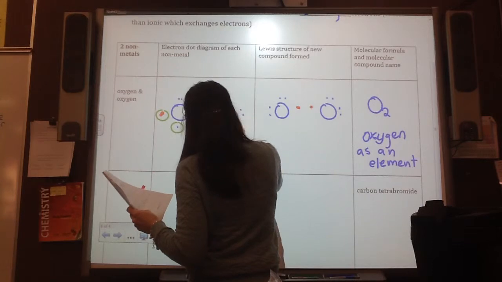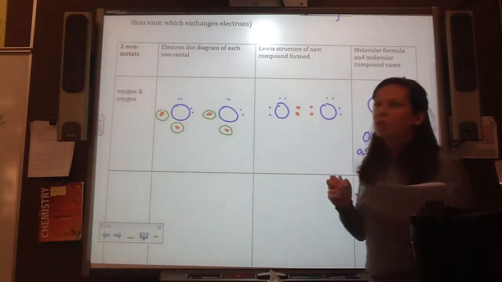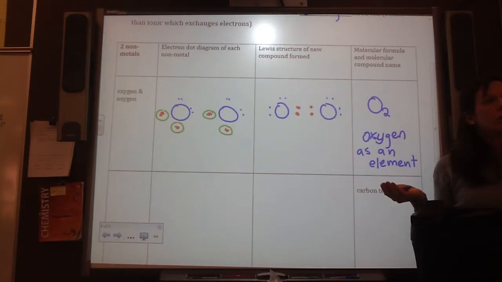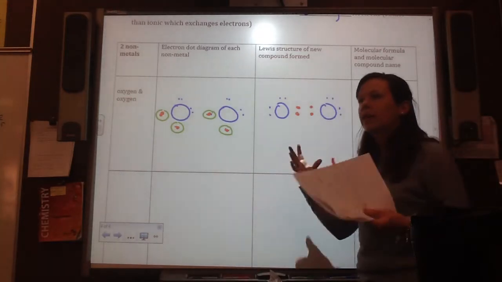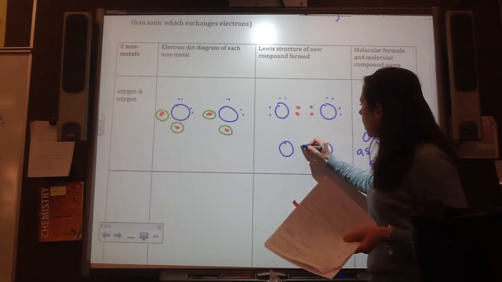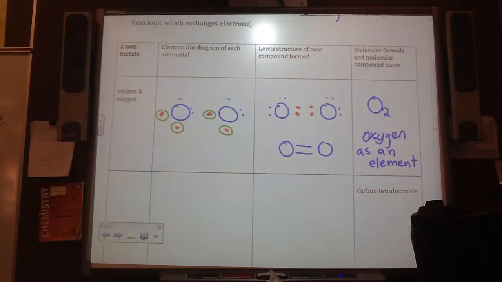And then this one and this one will meet up. So this is kind of a special one because this is called the double bond. So I can simplify this and go like this, O, and then I draw two lines to represent a double bond. That's it.